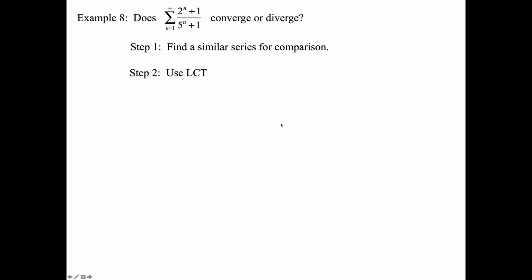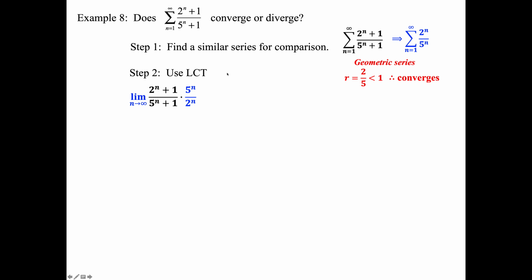Okay, welcome back. Here we go. I'm going to drop the 1s. So that's 2 to the n over 5 to the n, which is going to make this a geometric series. That's going to be 2/5 to the n power. So r is 2/5. It's less than 1. It converges. So notice now when I use the LCT test, I went right away to multiplying by its reciprocal.